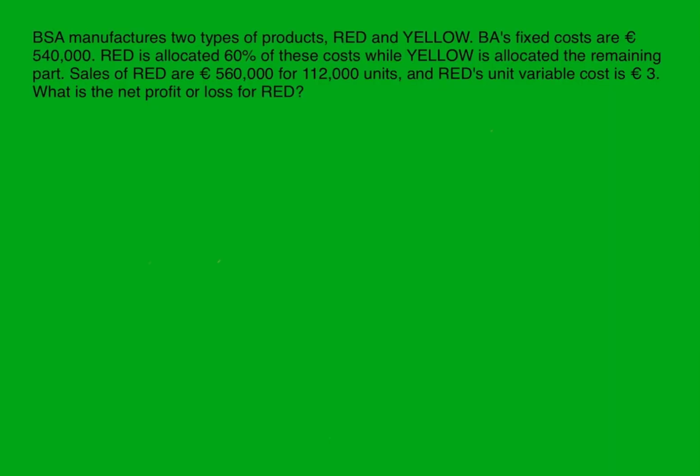Okay, alright, now for the math questions. BSA manufactures 2 types of products, red and yellow. BSA's fixed costs are 540, red is allocated 60% of these costs, while yellow is allocated the remaining part. Sales of red are 560,000 for 112,000 units. The red unit's variable cost is €3, and what is the net profit or loss for red?